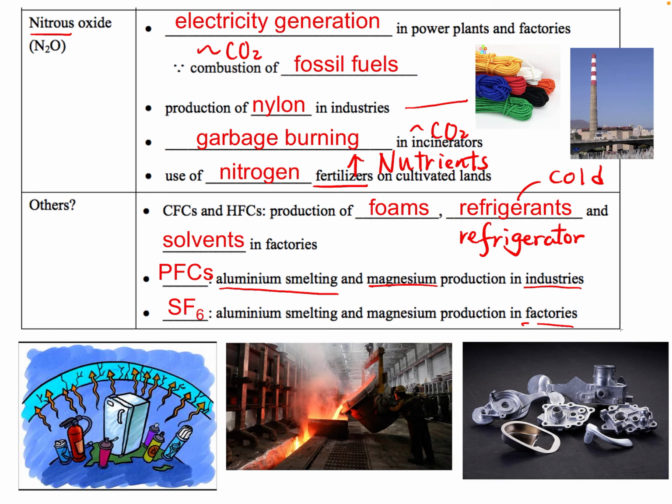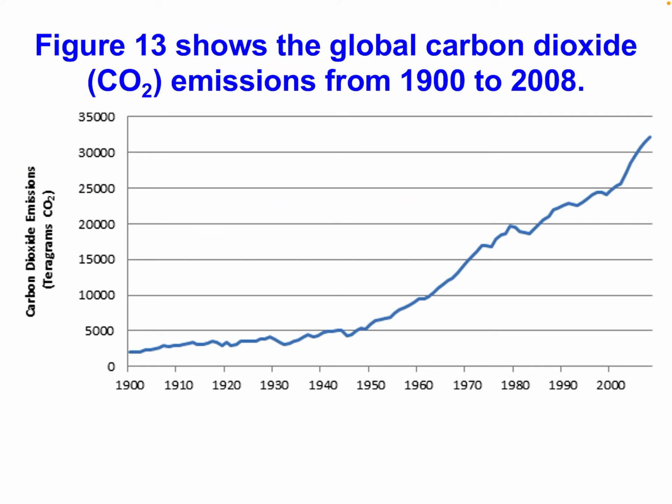So let's see the graph below. Okay, page 15. On page 15, we have Figure 13. It shows you the global carbon dioxide emissions. This is only one of the gases, the carbon dioxide emissions from the 19th century to the 2000s. Okay, should be 2008. So please take out your ruler, and then we will mark the different stages.